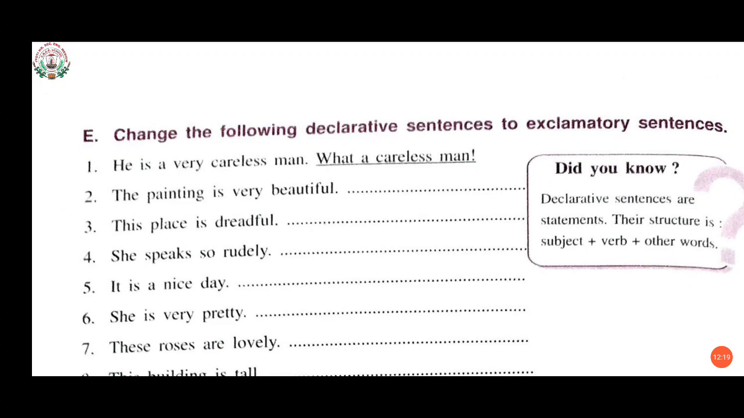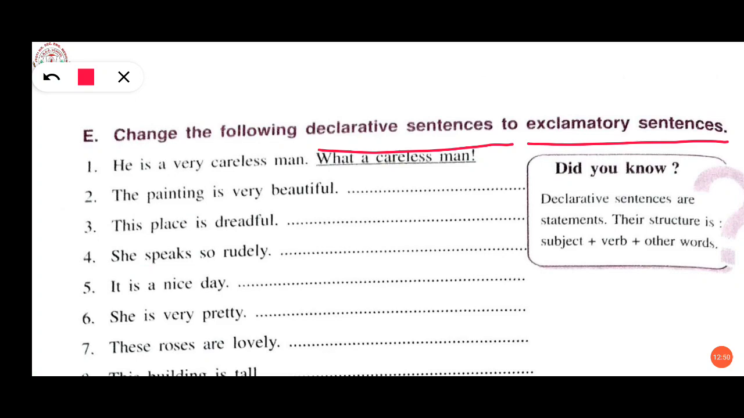Now students, E question is what? Change the following declarative sentence to exclamatory sentence. Now here in the previous one, that is D1, we had to change the exclamatory sentence to declarative sentence. Now here it is opposite. We have to change declarative sentence to exclamatory sentence. Exclamatory sentence, students, is used whenever you have to express your sudden feelings.